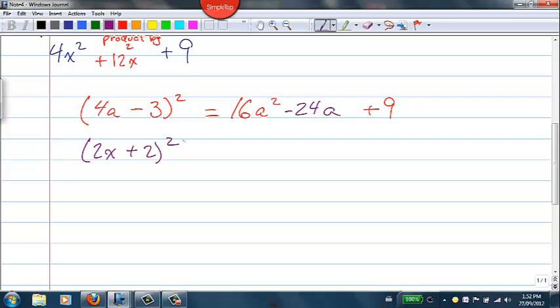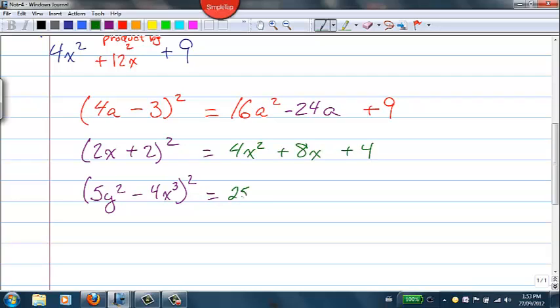2x plus 2 squared, same idea. Square the 2x, you get 4x squared. Square the 2, you'll get 4. I wonder what's happening here. And you multiply them together, you get, what, 4x times 2 is 8x. So 4x squared plus 8x plus 4.